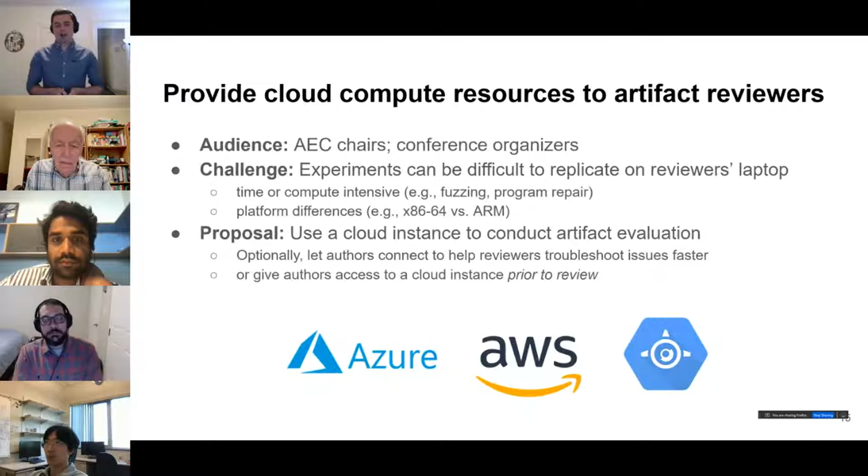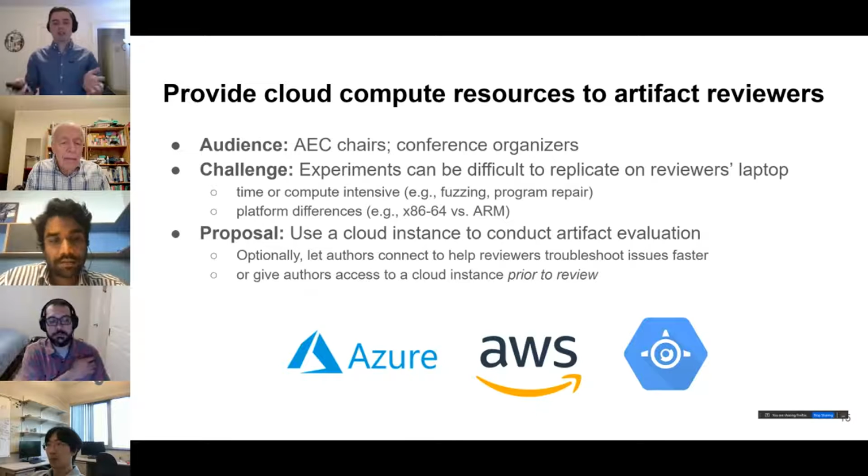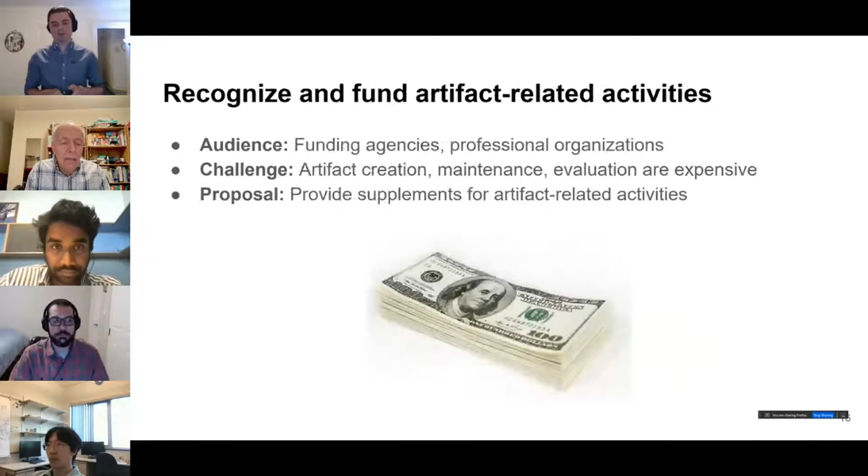One of the challenges that we identified is that it can be costly, time-intensive, or impractical for reviewers to perform evaluation of certain types of artifacts. For example, fuzzing and program repair experiments can take weeks or even months to run. One way to combat this problem is to provide artifact reviewers with cloud computing resources. Optionally, we could even give authors access to a cloud instance prior to a review to allow them to try to preempt and address any issues that might occur.